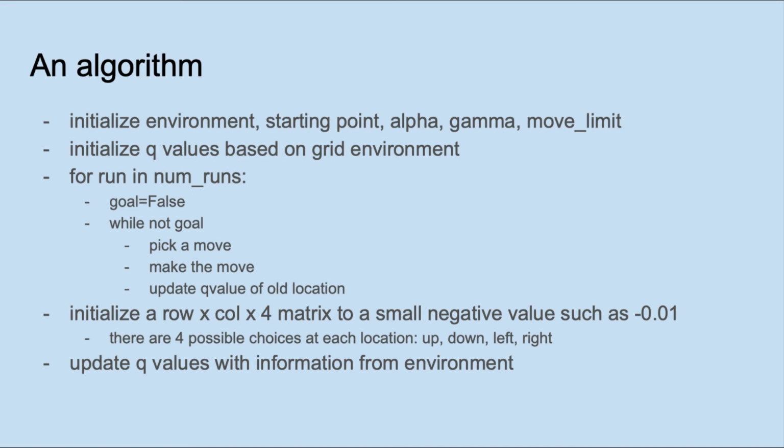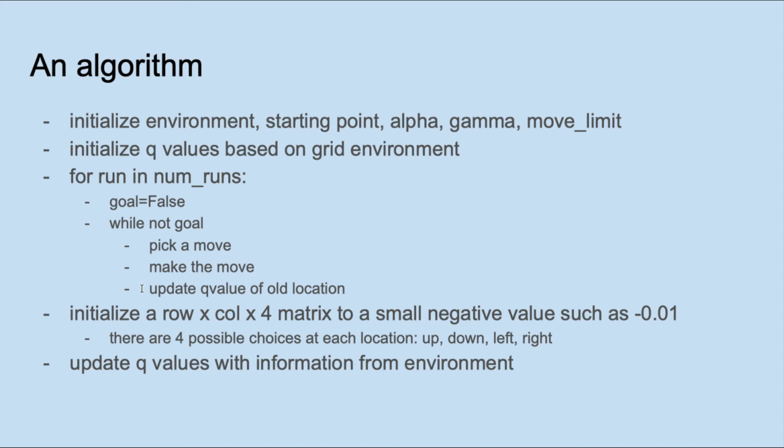Here's an algorithm, how it could work. We have to initialize an environment, the starting point, some different parameters, as well as a move limit. The gamma we talked about, the alpha is a parameter controlling how much we want to randomly choose a move or go with what we've done before. We can initialize the Q values based on the grid environment, and then we'll start iterating and learning.